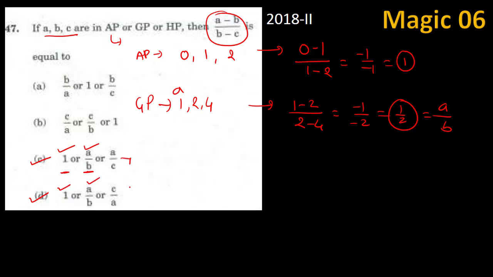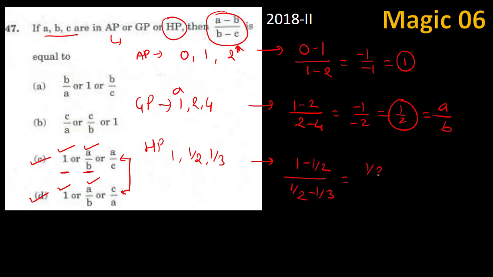The problem is here. Let's see. If A, B, C are in HP, what HP will you consider? I will consider 1, 1 by 2 and 1 by 3. So let's substitute the values of A, B, C. 1 minus 1 by 2 upon 1 by 2 minus 1 by 3. 1 minus 1 by 2 is 1 by 2. 1 by 2 minus 1 by 3 is 1 by 6.